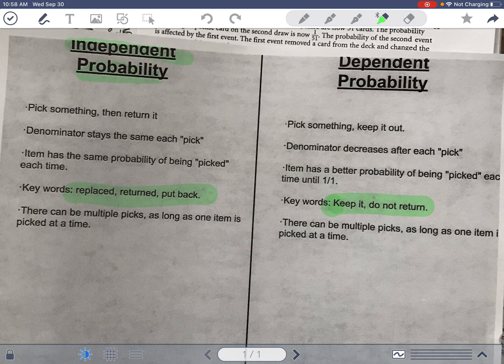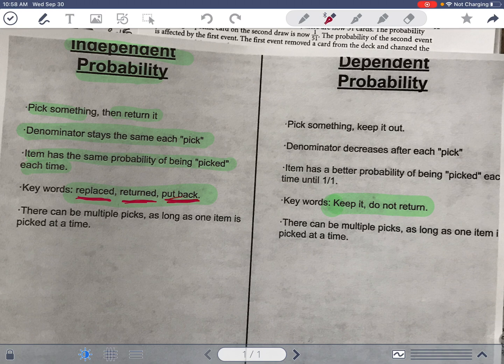Independent probability: pick something out of a bag, return it. Pick someone from a group, let them go back in. The denominator stays the same for each pick. Okay? The item has the same probability of being picked each time. The key words you need to remember for independent probability are the item is replaced, it's returned, or it's put back. So you have to look for these key words as you read through the problem.